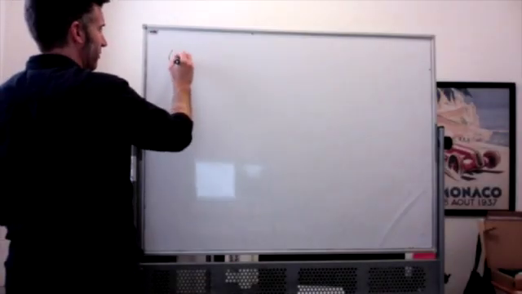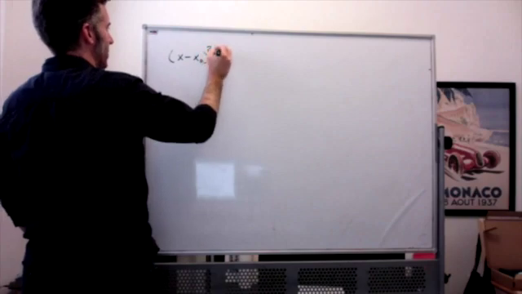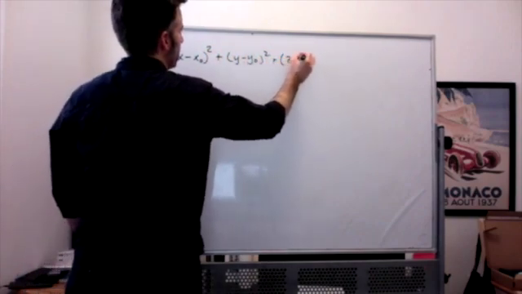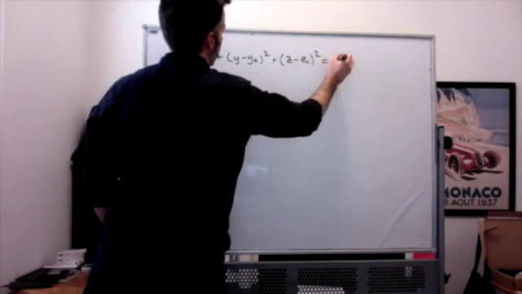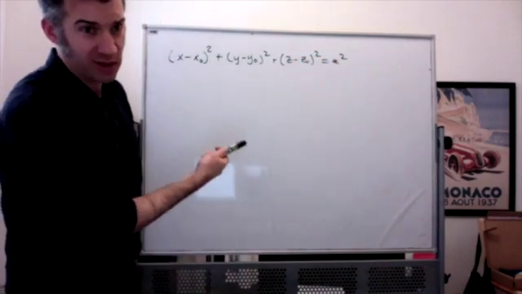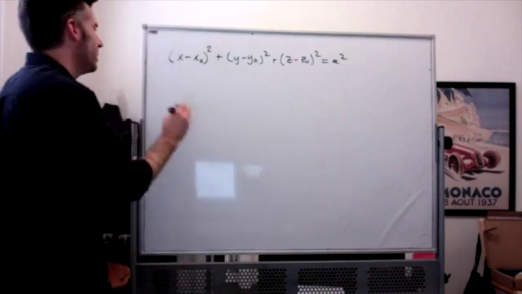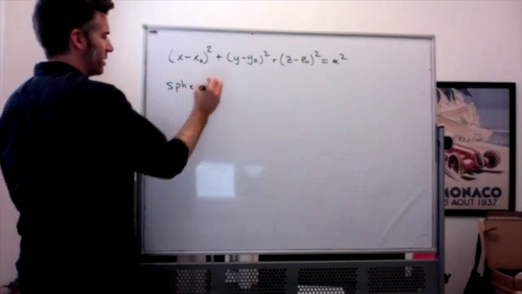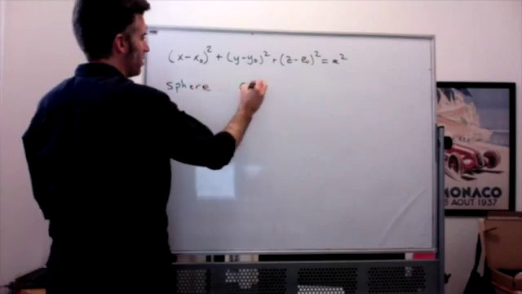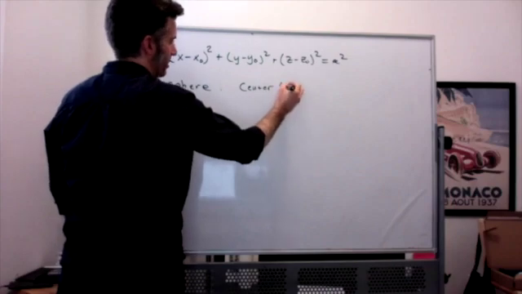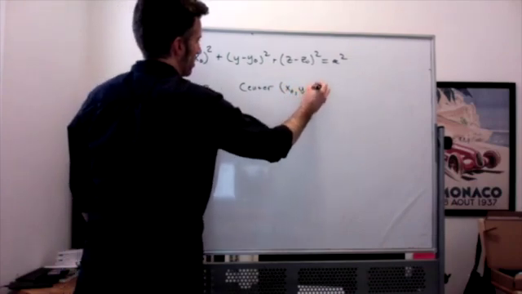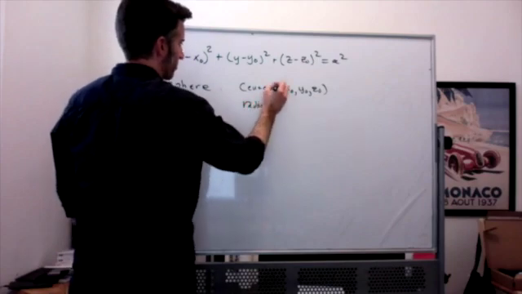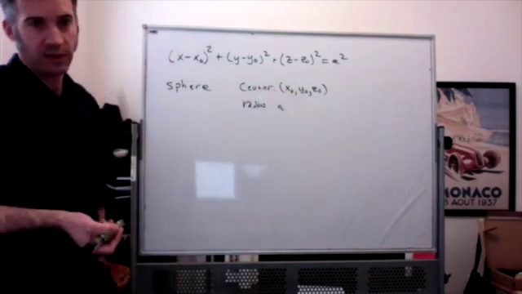In my version of the textbook, (x − x₀)² + (y − y₀)² + (z − z₀)² = a² is the equation of a sphere. I don't know why you wouldn't use an r there, but they use an a. It's the equation of a sphere with center (x₀, y₀, z₀) and radius a. So that is our equation of the sphere.